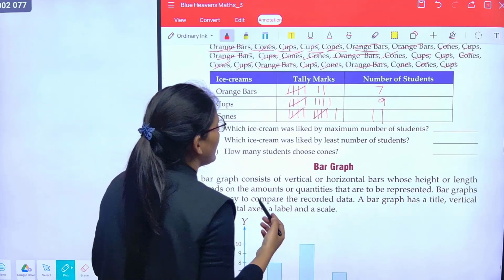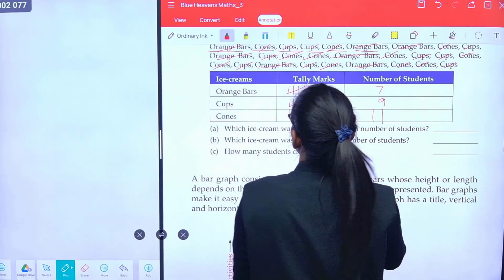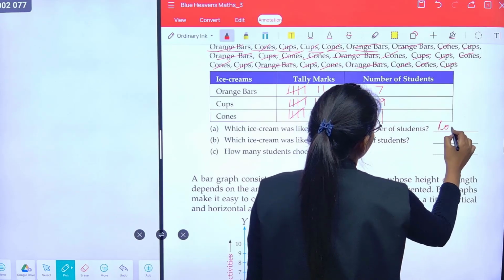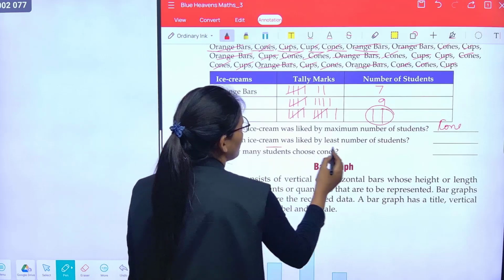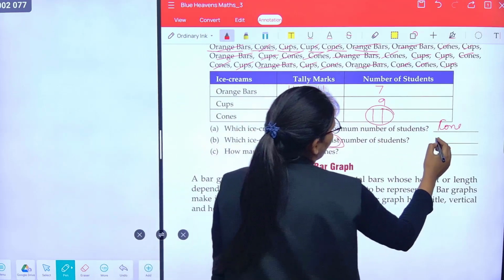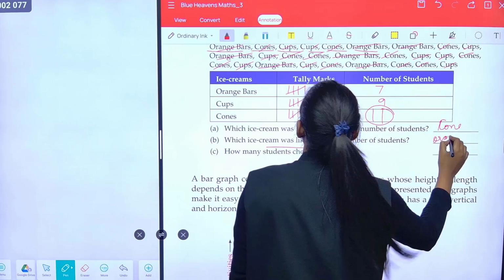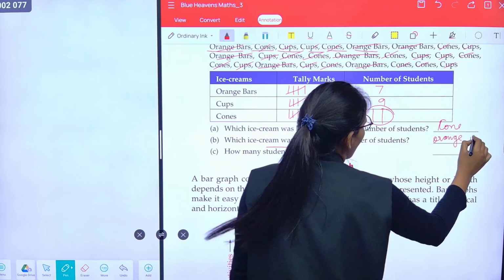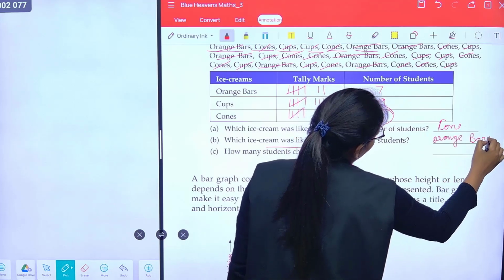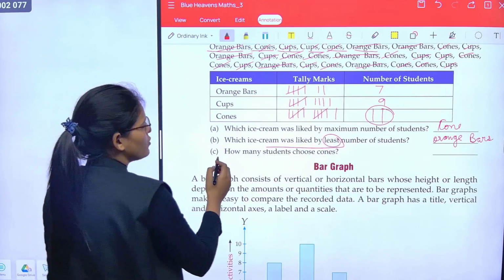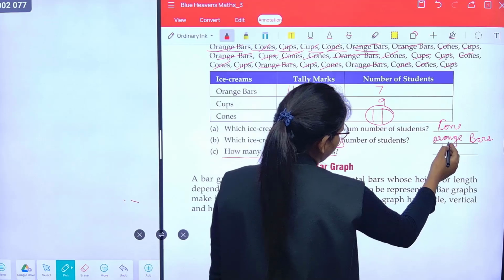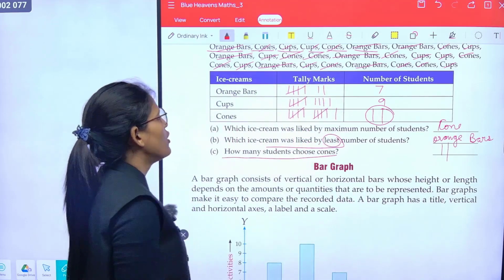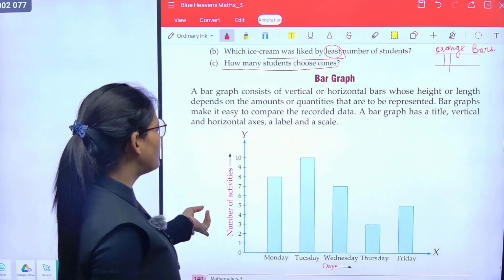Which ice cream was liked by the maximum number of students? Cone ice cream, 11 students. Now which ice cream was liked the least in number? 7, orange bars. Now how many students chose cones? Cones, 11. Understand class? So now come to the bar graph.